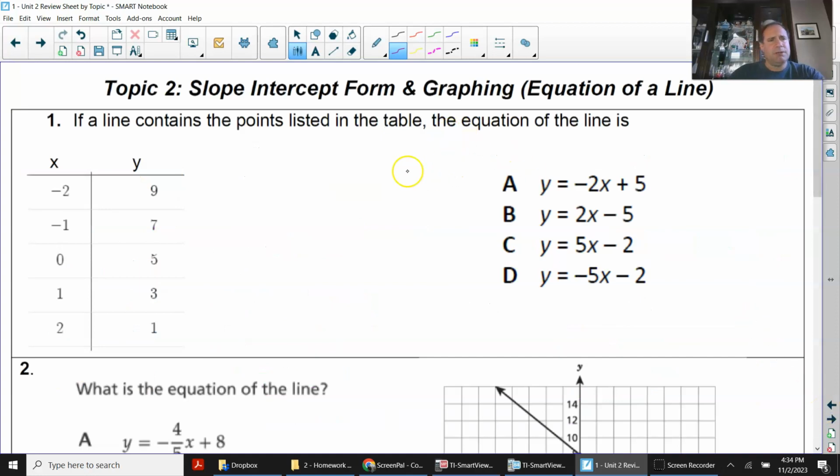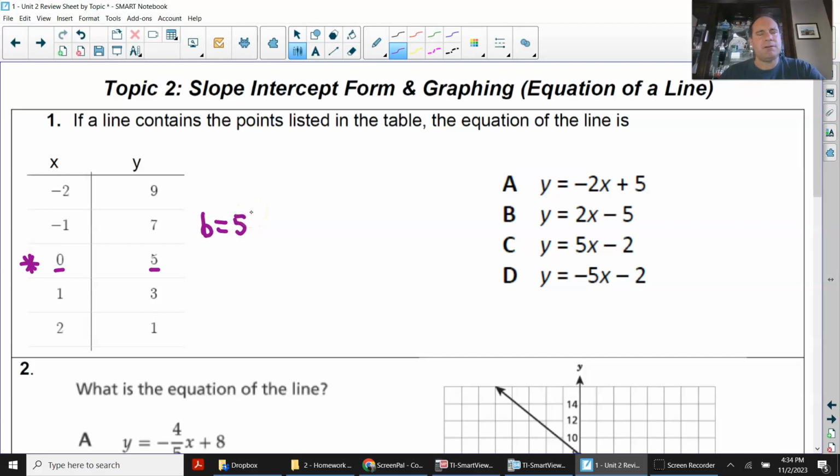All right, topic number 2. If a line contains the points listed in the table, the equation of the line is, listen, really easy, substitute in. Right? So I'm going to go straight to this one. You could figure out slope and everything here, but let's just not substitute. We're just going to go 0, 5. That point right there is the y-intercept. Remember, when x is 0, the other number is the y-intercept. So right there, b equals 5.